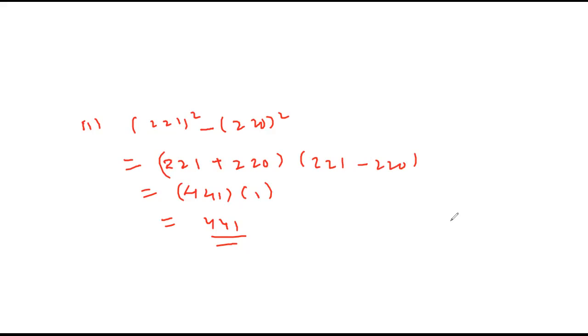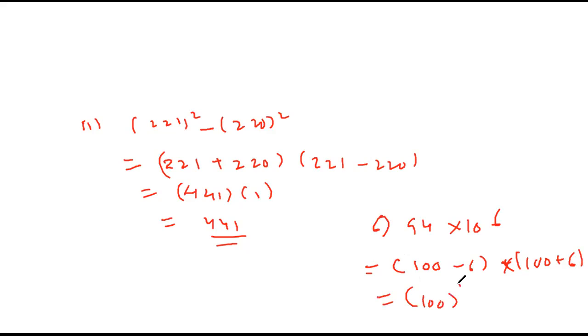Then the sixth one, can you try? 94 into 106. This is 100 minus 6 into 100 plus 6. Yes, sir. So 100 square minus 6 square. Correct, 100 square minus 6 square.